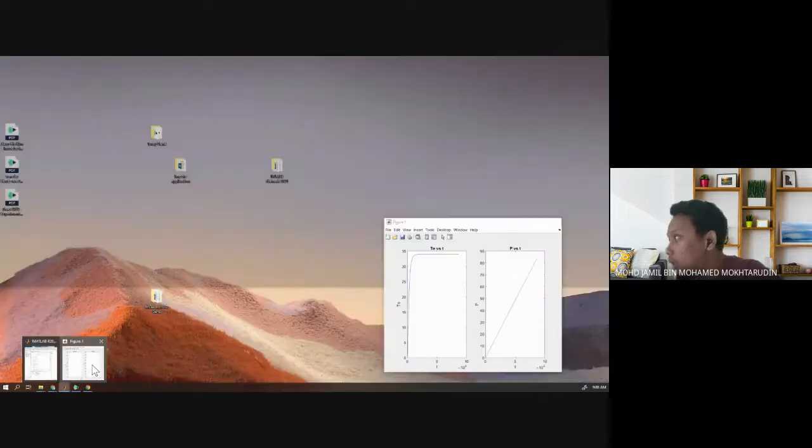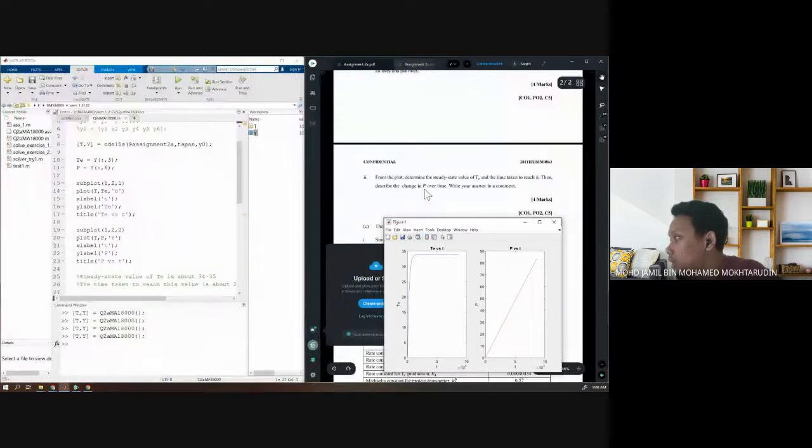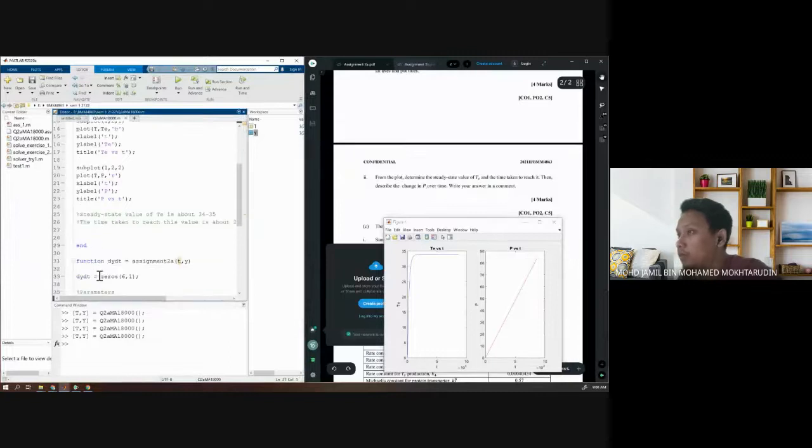And then lastly, describe the change in P over time. So P increases linearly with time. Okay, so this is the answer for question number B2. Just write your answer in comment, in the code, but in comment. Okay, any question?